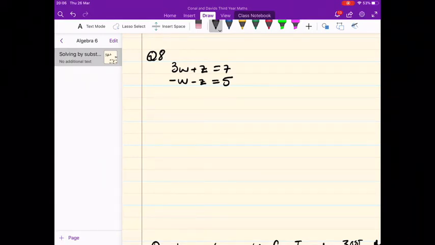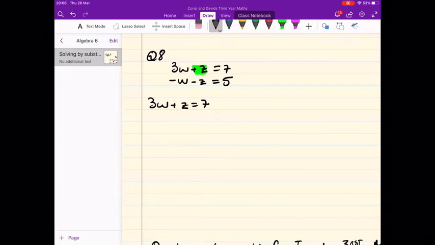Next, I'm going to look at a trickier one now. So in this one, we have to be careful. Whenever we're using this method, we have to make sure we pick one that has a coefficient of 1. So we couldn't use the 3w because that w has a 3 in front of it. Its coefficient is 3. That can't be used. The ones that have a negative 1 would be a bit more awkward. So our preference is going to be to try and isolate this z.